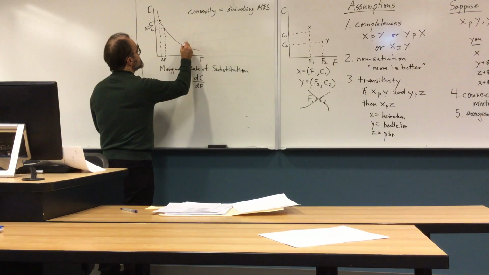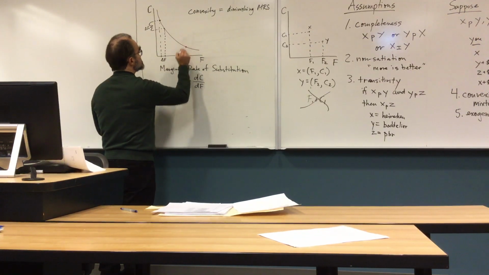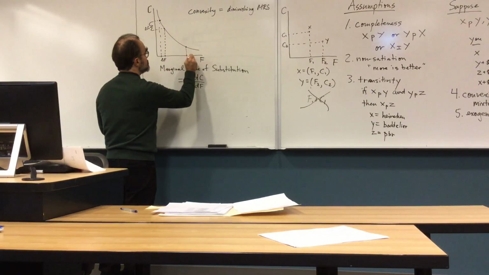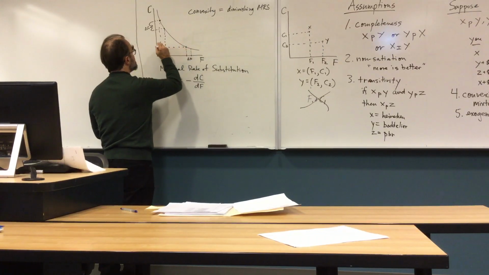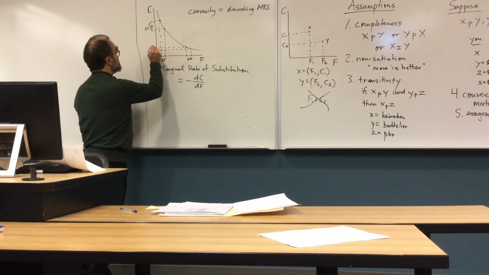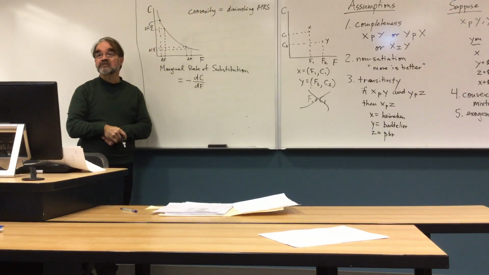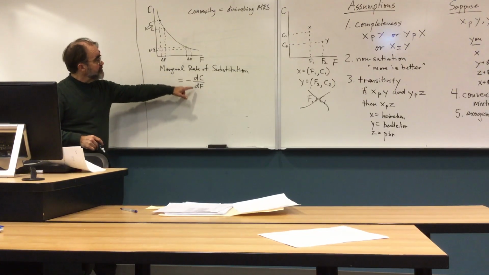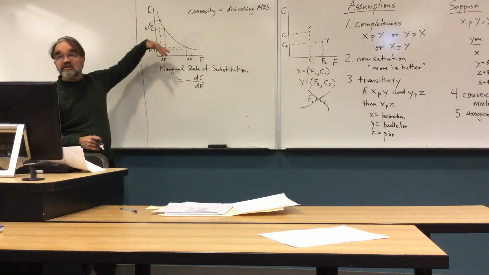If we compare that to a point out here where the consumer has a lot of food and not very much clothing, and we ask that same question: to get that same change in food, how much clothing would the consumer be willing to give up? The change in clothing would be much smaller. So this marginal rate of substitution is measuring exactly that.